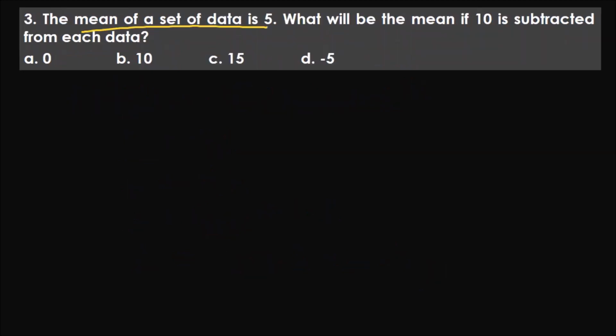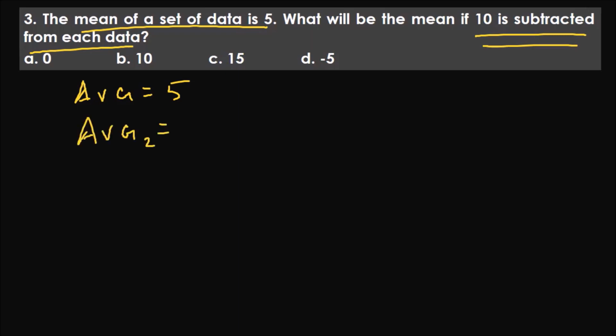The mean of a set of data is 5. Mean is nothing but average. Average is equal to 5. Cool. What will be the mean if 10 is subtracted from each data? Now, one thing about averages is if something happens to all the elements, the same thing happens to the entire average. Here, if 10 is being subtracted from every data, then 10 has to be subtracted from the average as well. So the new average is nothing but 5 minus 10, that is equal to minus 5. That is the answer because that is what they have asked.